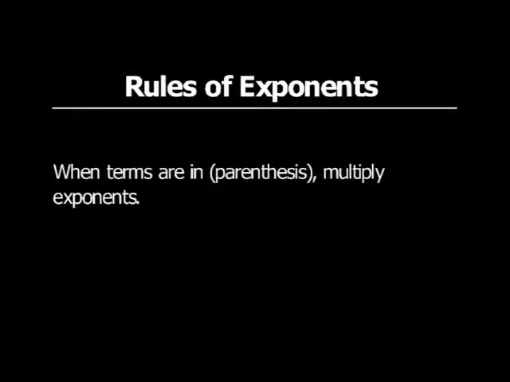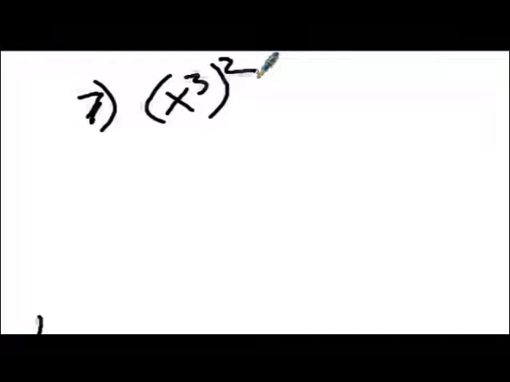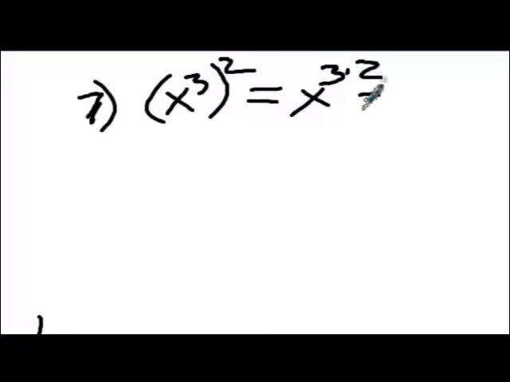Let me give you an example of what that would look like. Say I give you, in parentheses, x cubed, and then that's raised to an exponent of 2. So that would be pronounced x cubed squared, if you will. You see parentheses. You see a power outside the parentheses, and you see a power inside the parentheses. That should tell you to multiply. When you see parentheses, you multiply. So that's what we're going to do. You're going to take and write that as x to the 3 times 2. So your final answer should look like x to the 6th.